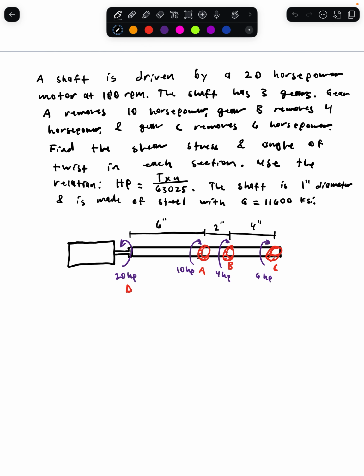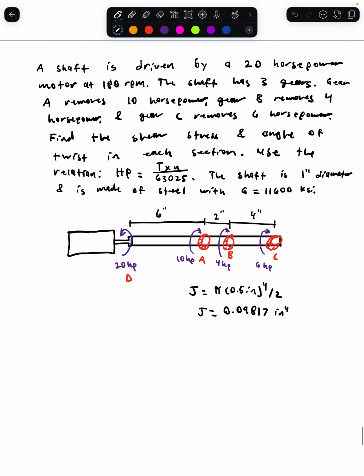A commonality that we'll need for all of these is J. I'm going to solve that right now one time, and then use that throughout. So J equals pi times R, which is half an inch, to the fourth, divided by 2. That's 0.09817 inches to the fourth. I'm doing this just so I don't have to type out this equation every time I go to solve for something. So let's look at section DA first.